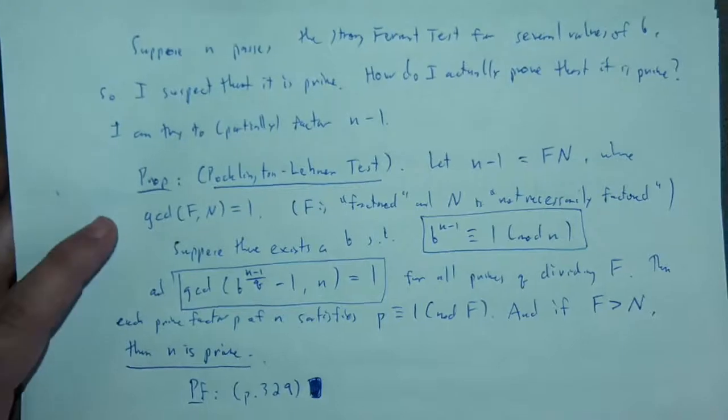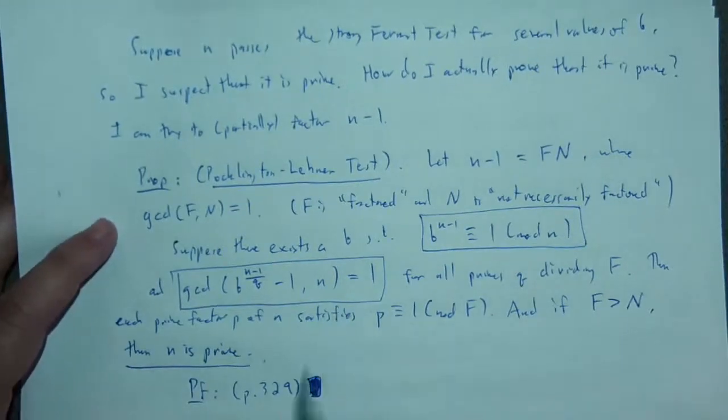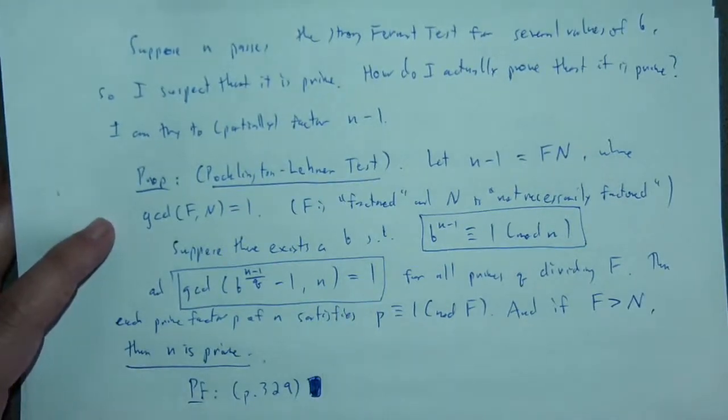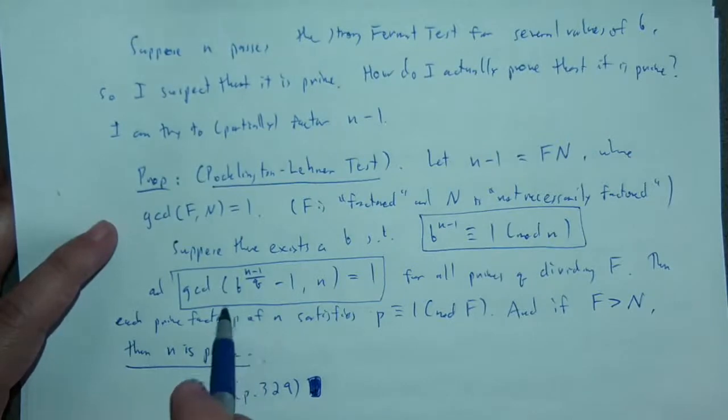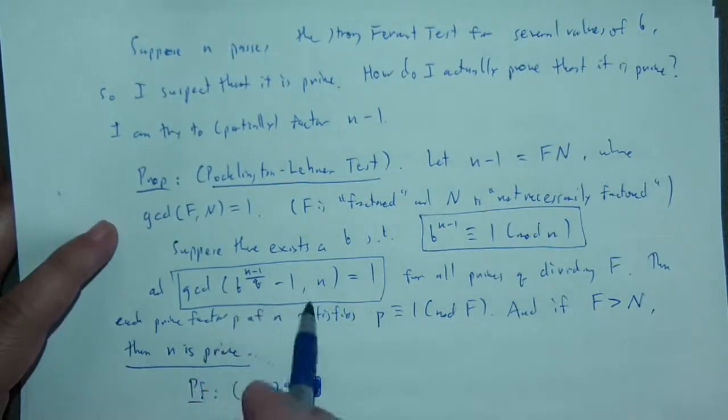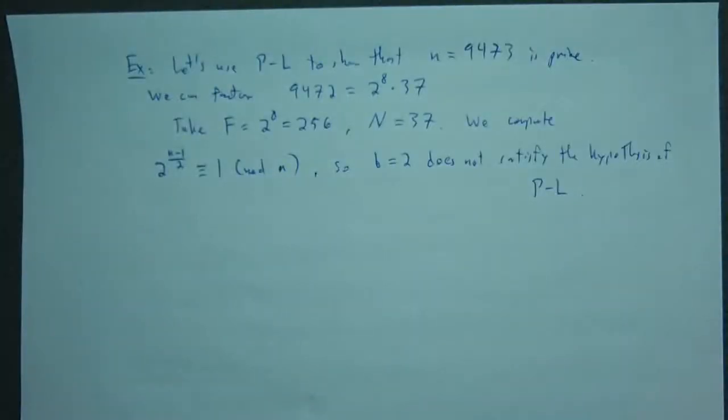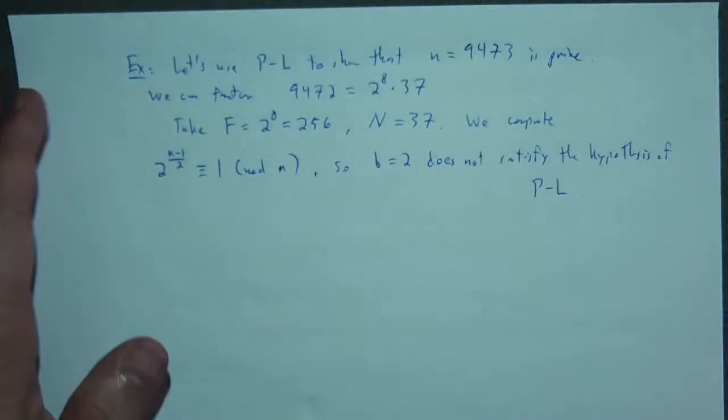Okay. So it doesn't satisfy the second requirement, that the GCD of b to the (n minus 1) over q, minus 1, and n is 1 for all primes q dividing big F. So b equals 2 doesn't work.